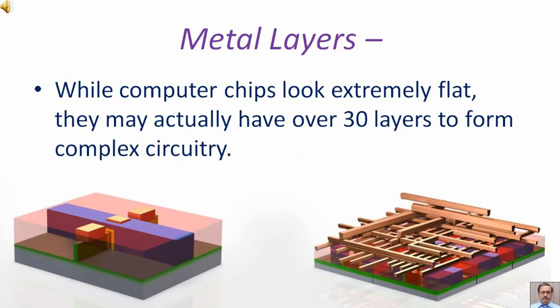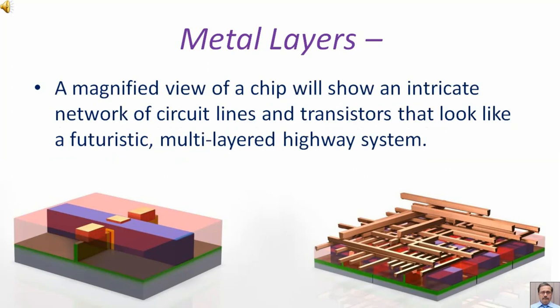While computer chips look extremely flat, they may actually have over 30 layers to form complex circuitry. A magnified view of a chip will show an intricate network of circuit lines and transistors that look like a futuristic multi-layered highway system.